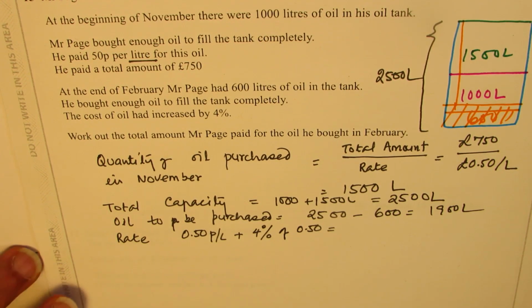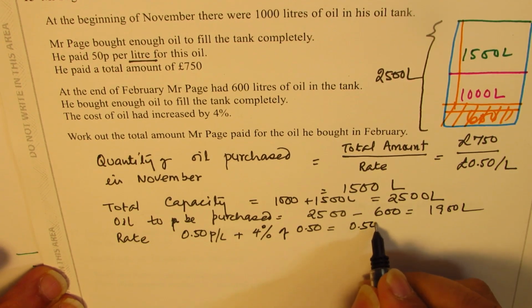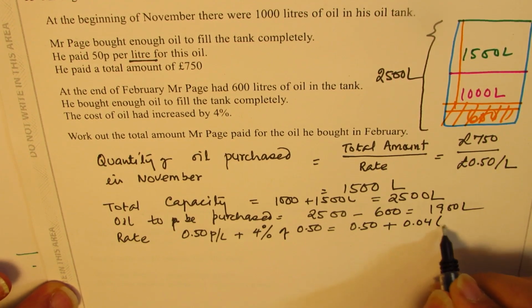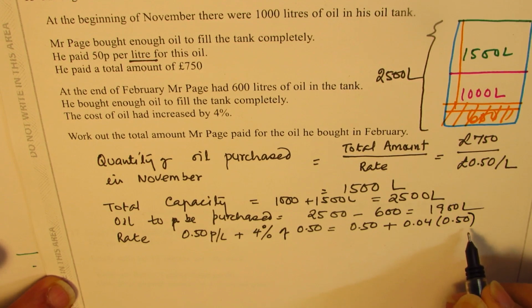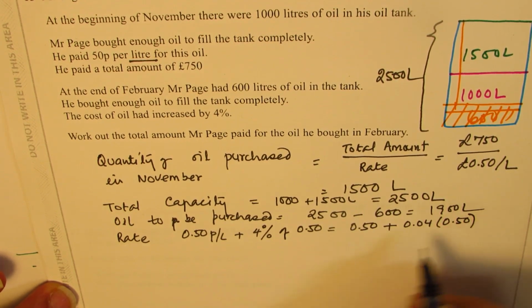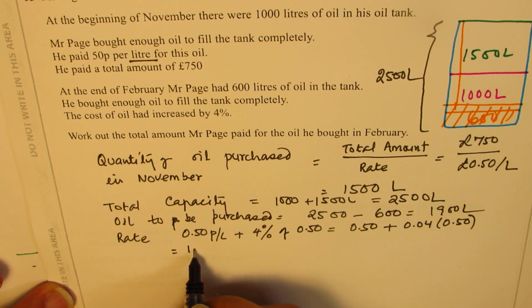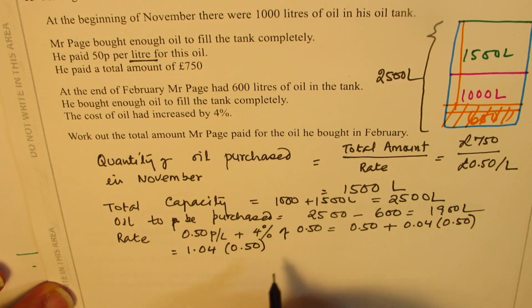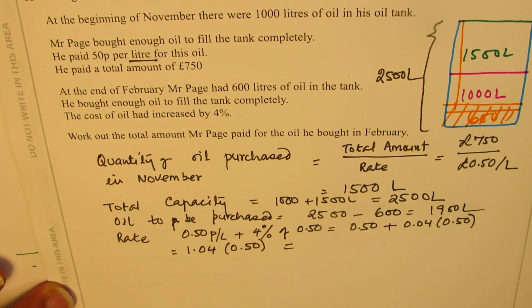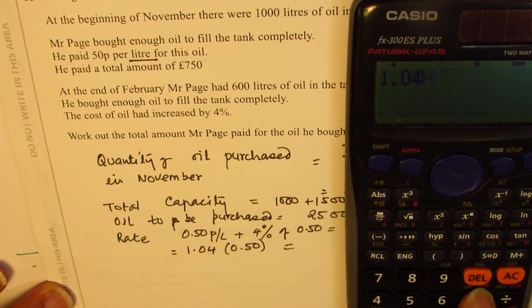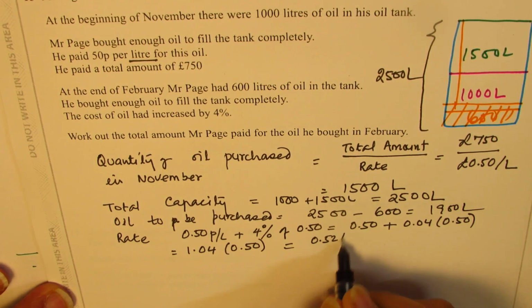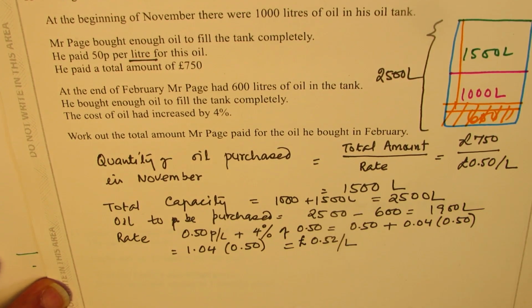So we can always use our calculator. That basically means it is 0.50 plus this is 0.04 times 0.50. Correct? So we could also write this as 1.04 of 50 pence. Right? So that is the cost. So it is 1.04 times 0.5, which is in decimals 0.52. 0.52 per liter, right? That becomes the cost, right?